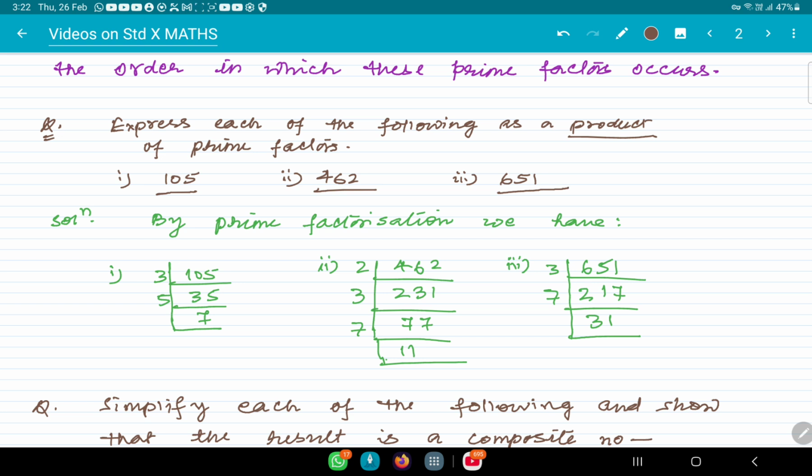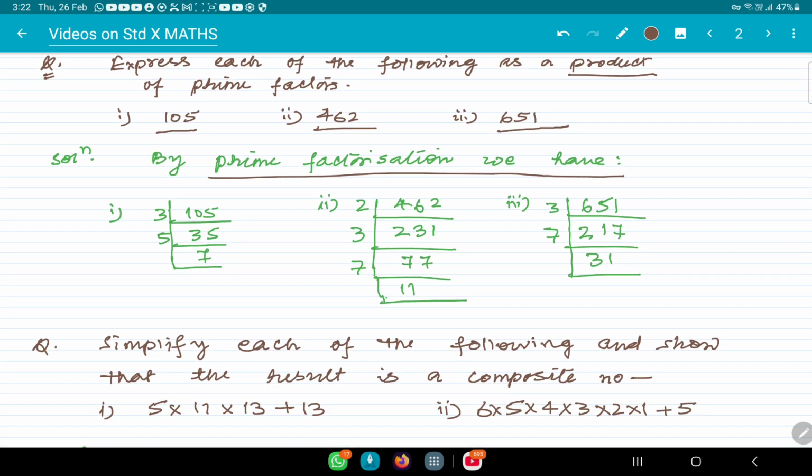Since they are saying prime factors, just do prime factorization of these numbers. While doing prime factorization, you have to start with the smaller number. Here you are seeing 3 and 5. Which one is smallest? 3 is smallest, so 3 will come first. Here you are seeing 2, 3, 7. Which number will come first? 2.